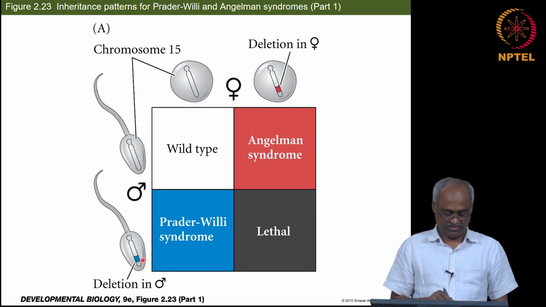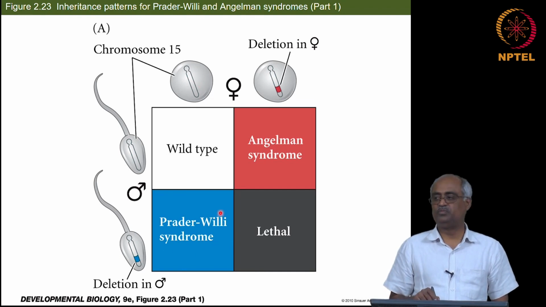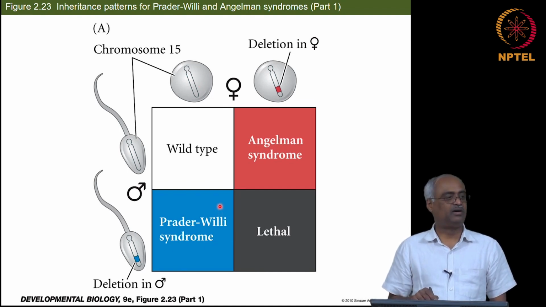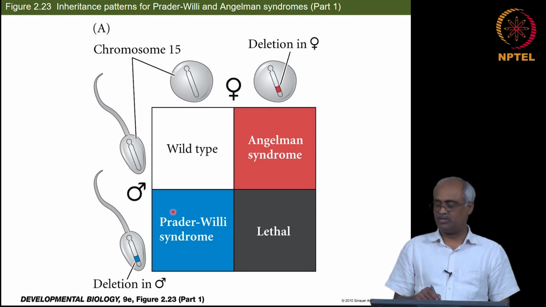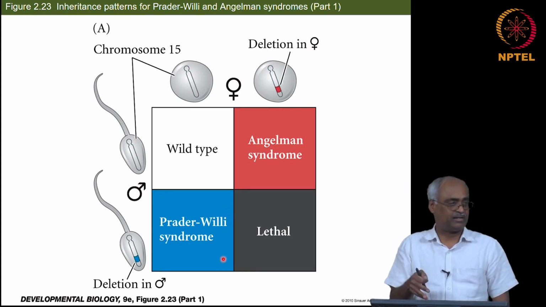Now let us say a particular region in chromosome 15 is deleted in the male. Now you have a wild type copy of that chromosome coming from the egg, but that is not helpful because the required genes are actually inactivated due to maternal specific imprinting, and when you do not have that from the sperm, then you get this particular disease. It is because of those particular genes that normally get expressed from the paternal copy.